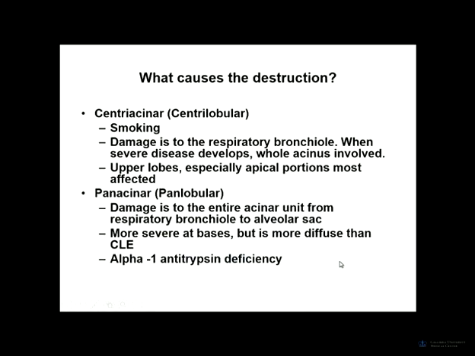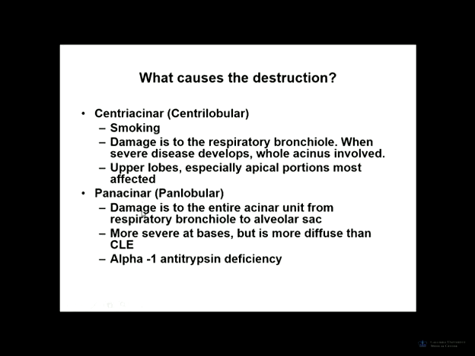So, that leads to the question. I've told you that there's destruction to that segment of airway, but what causes the destruction? In centri-acinar emphysema, the destruction is caused by cigarette smoking. The damage is to the respiratory bronchioles, and you can get more diffuse involvement with more severe disease, and it affects the upper lobes more than the lower lobes, and the apical portions of both upper and lower lobes more than the basal portions.